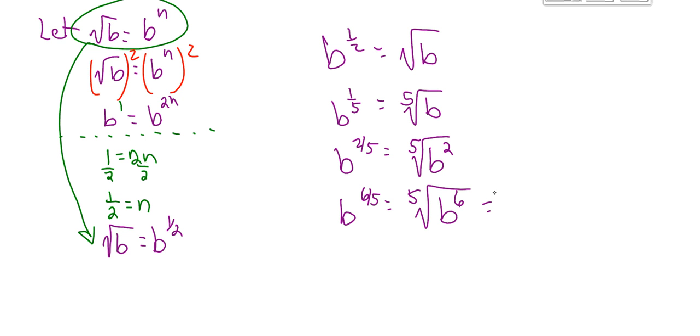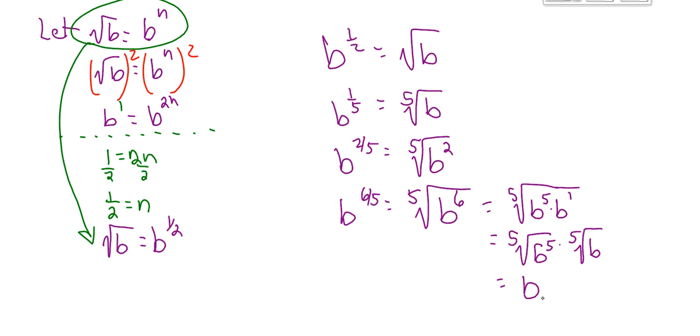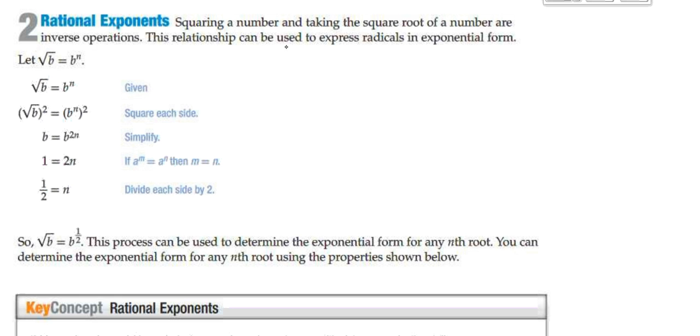Then let's simplify that based on our earlier part of this section. That's going to be the 5th root of, I can break that into b to the 5th times b to the 1st. So that'll be the 5th root of b to the 5th times the 5th root of b to the 1st. And the 5th root of b to the 5th will be b, so we get b times the 5th root of b. And so we can use these fractions to write things in a radical and go back and forth.